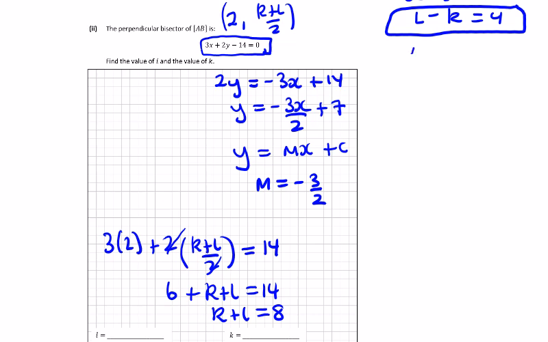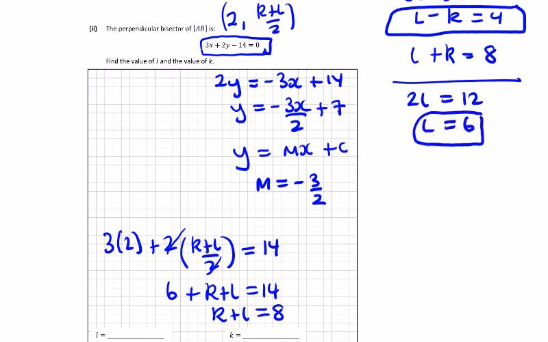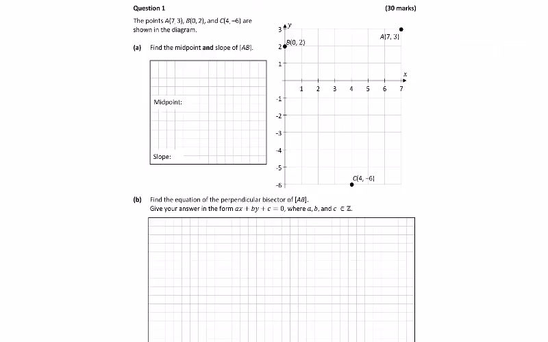So K plus L in this case will be equal to 8. So if we write that above the other one, we just reverse the L and the K. L plus K is equal to 8. So we're going to get 2L is equal to 12. So L is equal to 6. And if L is equal to 6, therefore K would have to be equal to 2, as L plus K is equal to 8. So just take your time, try and figure out what they've given you to get into the question.